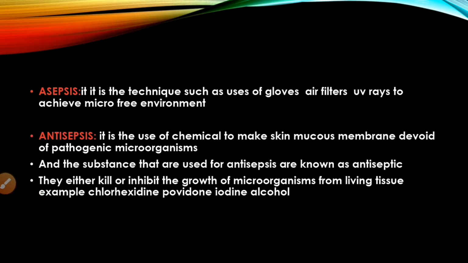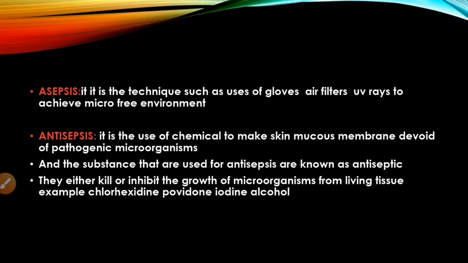The next one is asepsis. This is the technique of using gloves, air filters, and UV rays to achieve a microbe-free environment. In this process we use different materials such as gloves in the laboratories, air filters in operation theaters, and UV rays to kill microorganisms. And antisepsis is the use of chemicals to make skin and mucous membranes free of pathogenic microorganisms. So in antisepsis we use chemicals to remove the microorganisms, while in asepsis we use materials such as gloves and air filters.